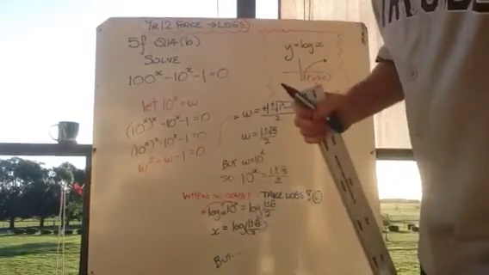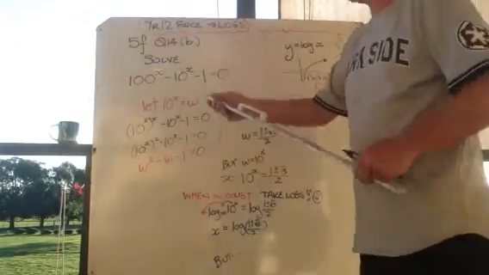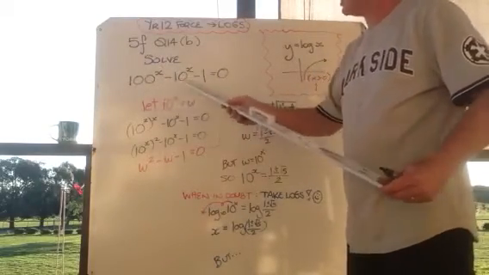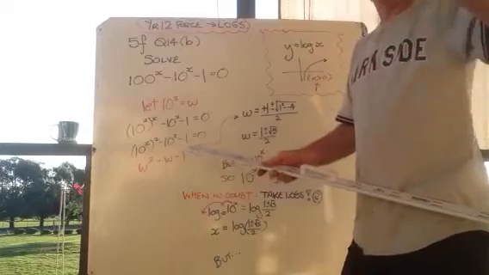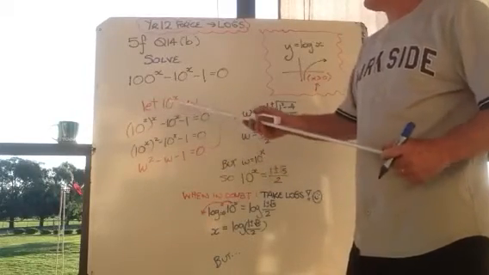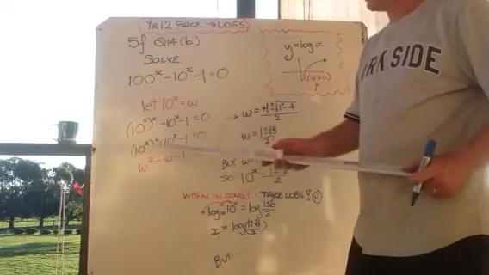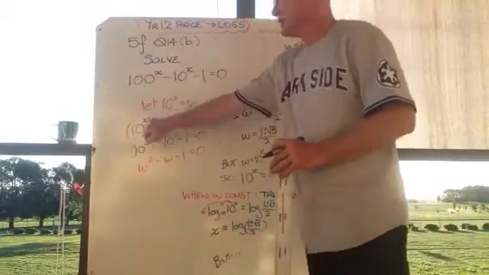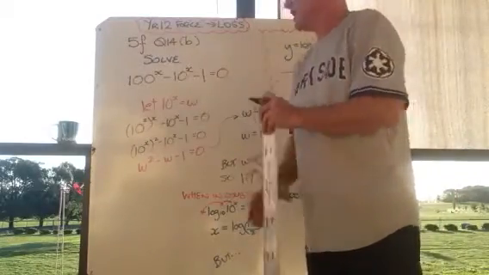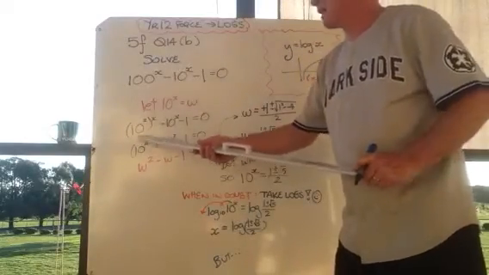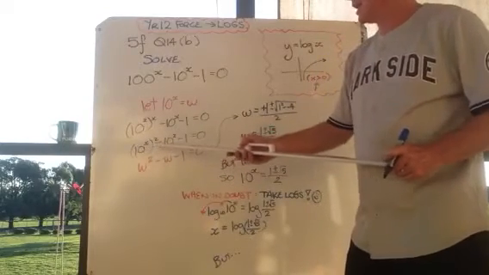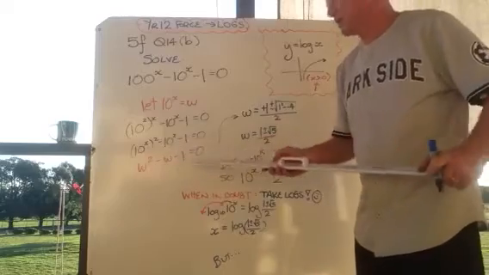Okay, here's the solution. Now solve 100 to the x minus 10 to the x minus 1. So you've got to do a substitution. We said to you on that page there of notes that you needed to know your substitution. So I'm going to let 10 to the x equal w. So 100 is 10 squared, and then we've got 10s everywhere, so that makes sense. So 10 squared to the x, I'm going to flip that around and make that 10 to the x squared. So then that's w squared minus w minus 1 equals 0.